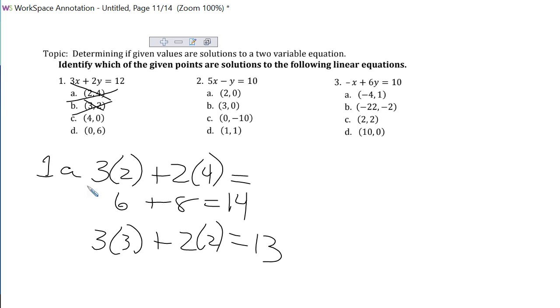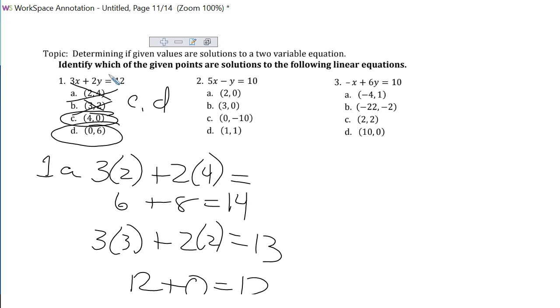Now let's just do it. So 12 plus 0, that works. 0 plus 12, that works. Okay? C and D are your answers. You'll do that same thing for 2 and 3. Okay?